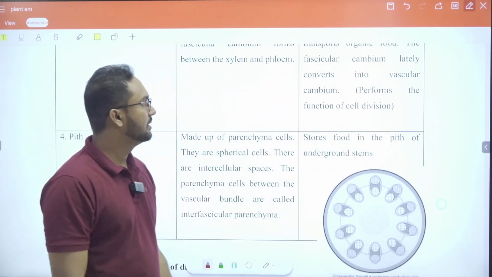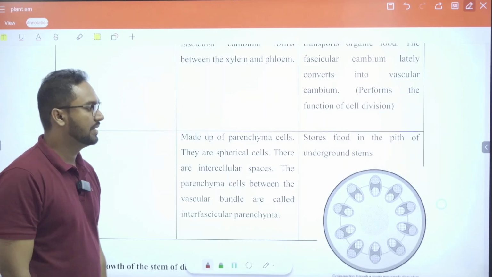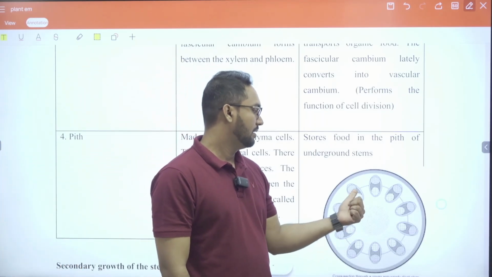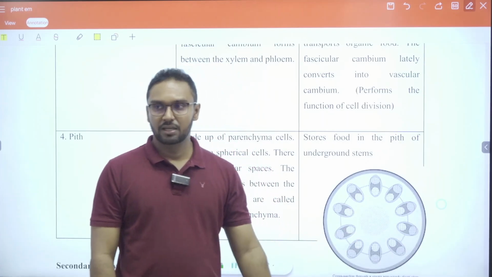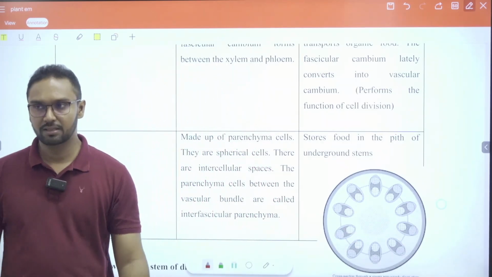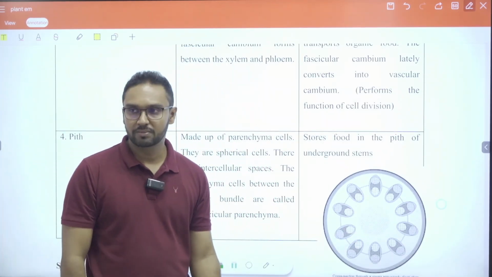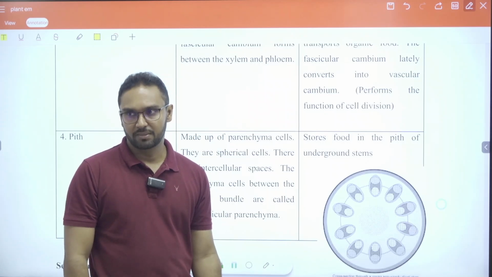Fascicular cambium එකක් හැදෙන්නේ, ඒ කියන්නේ මෙන්න මේක ඇතුලේ fascicular cambium කියන එක තියෙනවා, මැද්දේ. ඒකෙන් තමයි primary growth එක කරන්නේ. Primary xylems and primary phloems හදන්නේ fascicular cambium එක.